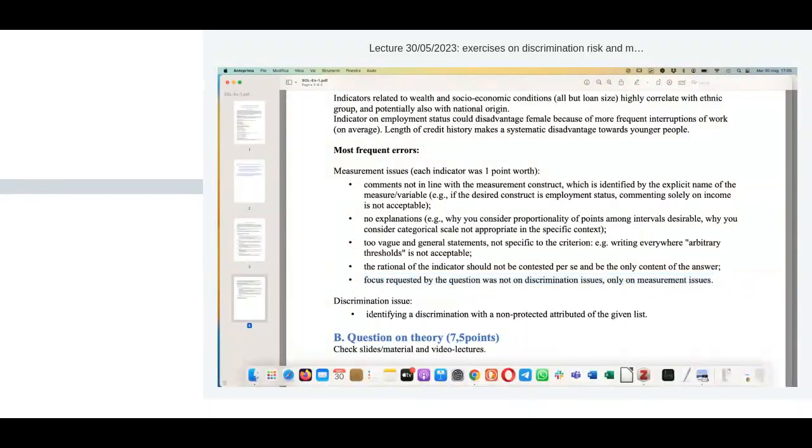Discrimination issue: only one common error, which was quite easy and was okay, but identifying a non-protected attribute among the list given. I gave you a list. You should stick to that list. In this case, I even identified what specific protected attributes were asked.